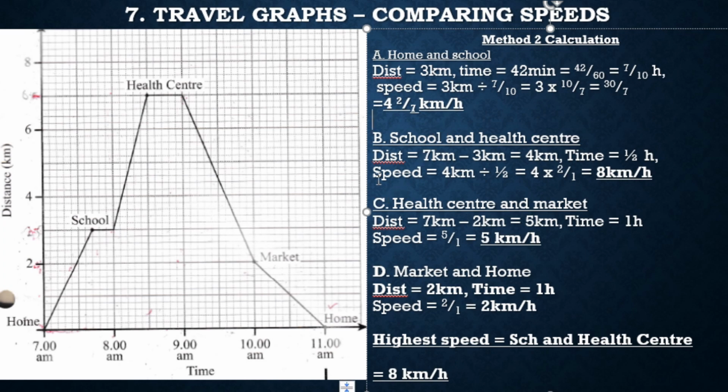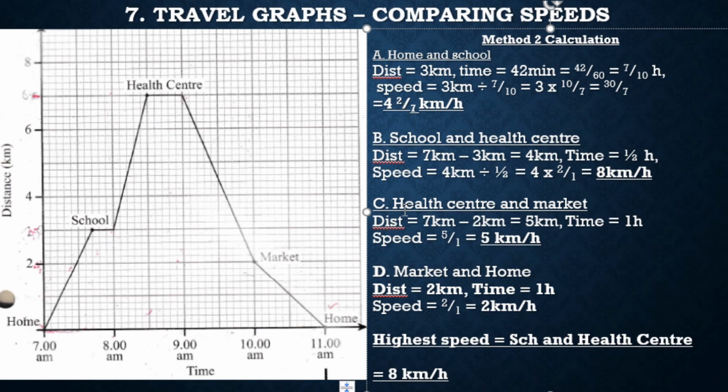When we move to the second slope, school and health center. School starts at 3 kilometers. Health center is at 7 kilometers. 7 minus 3 is 4. So the person covered 4 kilometers. Now to get the time, we start at school, which starts at 8. Health center is at 8:30, in between 8 and 9. So that's half an hour. So distance is 4 kilometers, time is half an hour. Speed will be distance divided by time, which is 4 divided by half, which is 4 times 2/1, which is 8 kilometers per hour. So it is higher than the first speed.